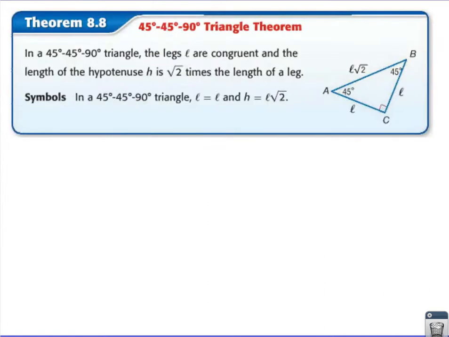Here we go. Starting out with 45, 45, 90 right triangles. What we mean by 45, 45, 90 is the three angles. We know the three angles in a triangle always add up to 180. Well, what if we have a right triangle?